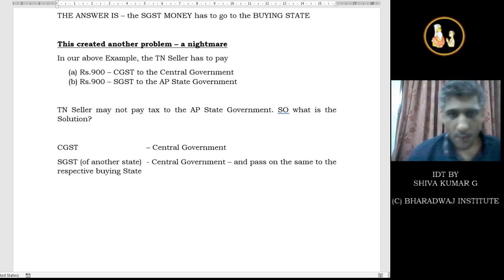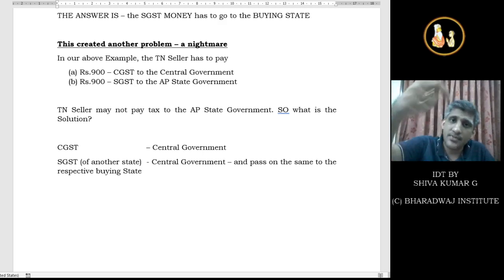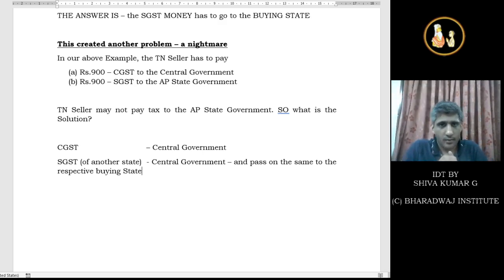Okay. So CGST I will obviously pay to the central government. SGST I have to pay to Andhra, but I may not pay to Andhra. So Andhra is saying you, central government, collect it on behalf of me, then pay it to me. Now this is okay. Now when the central government comes and asks me, this is a very good idea. Why? Because the central government has jurisdiction over me. It's an excellent idea.